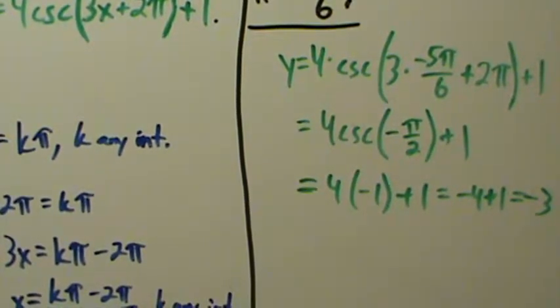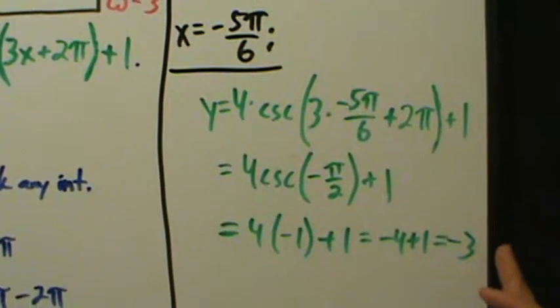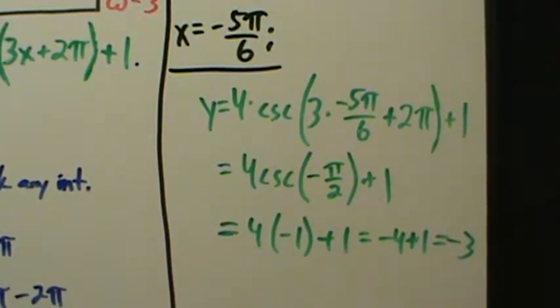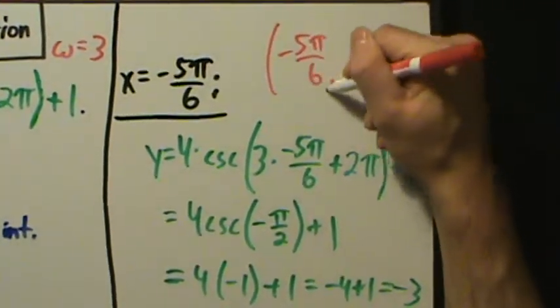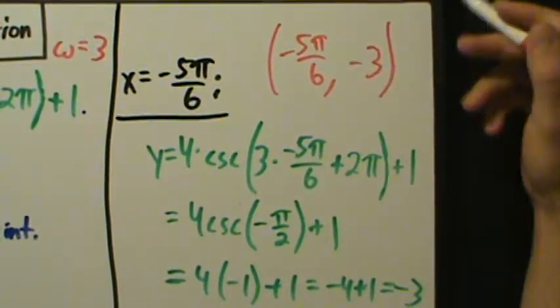Okay, so let's see, when x is negative 5 pi over 6, we just found out the corresponding y-coordinate is negative 3. So this gives us the point negative 5 pi over 6, comma, negative 3. Okay?